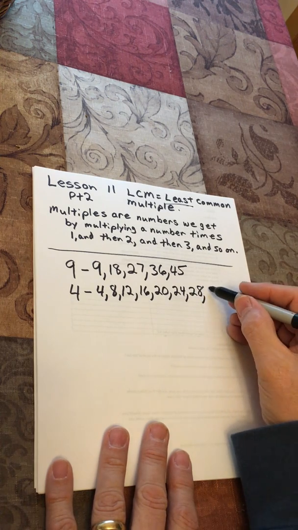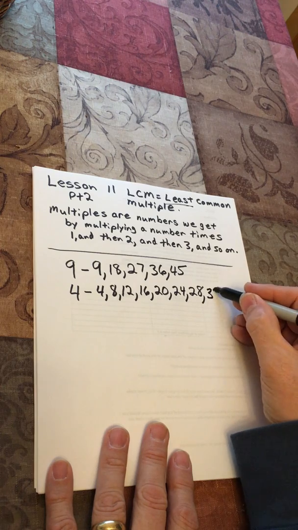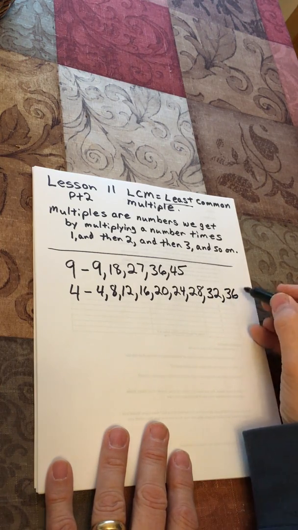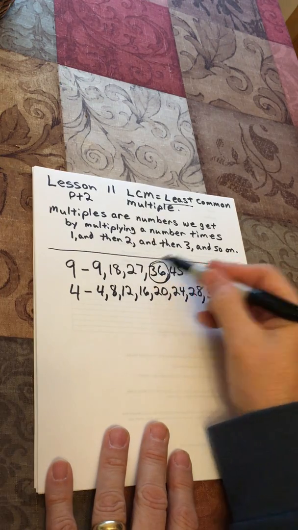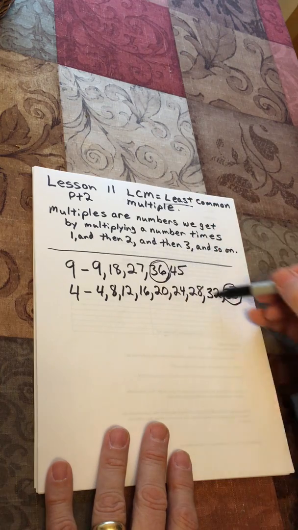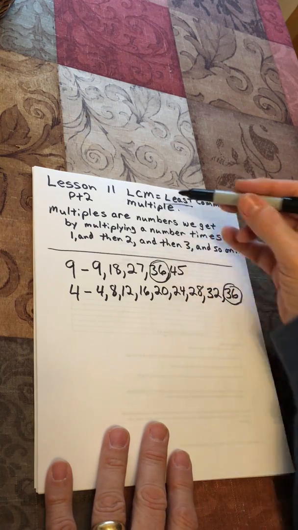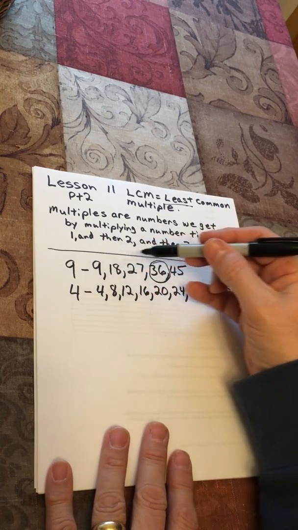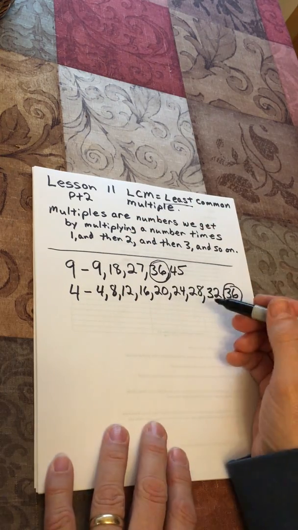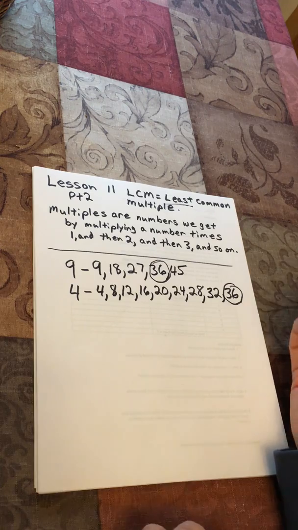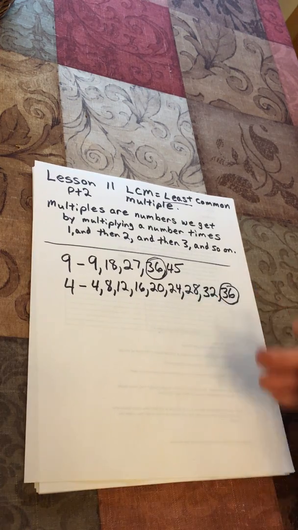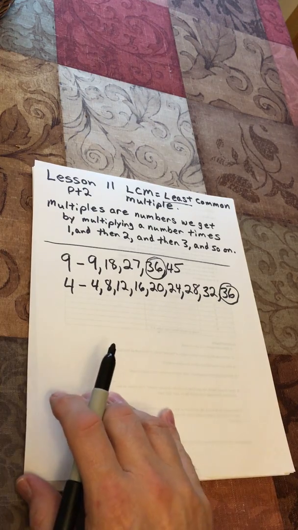8 times 4 is 32. 9 times 4 is 36. There we go. Got one. All right, so this is the smallest or least common on both multiples. So I have 1, 2, 3, 4 times these numbers. So that would be the least common multiple for each of these. Okay? All right, well, let's try and see how it goes in a problem.